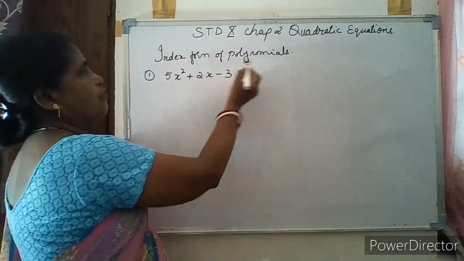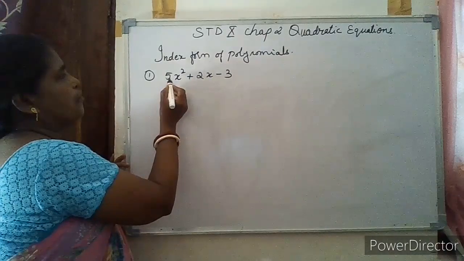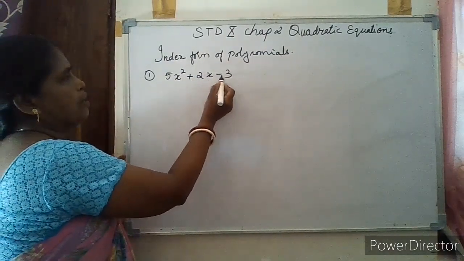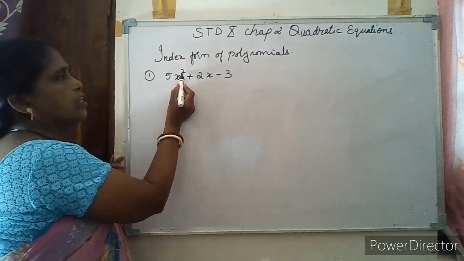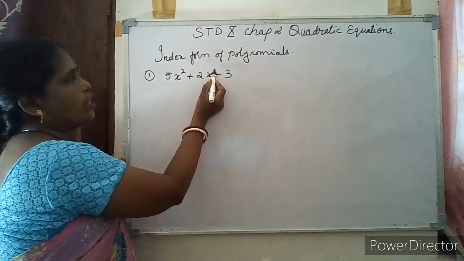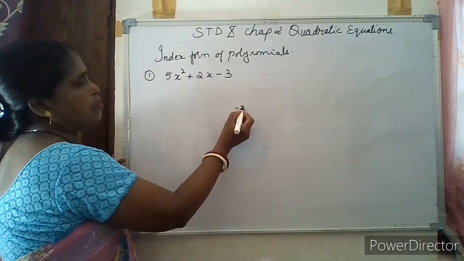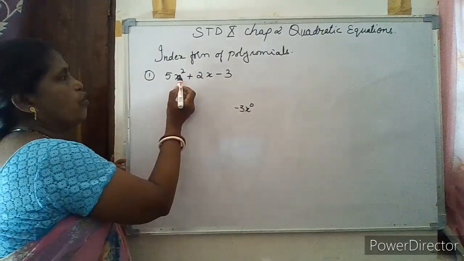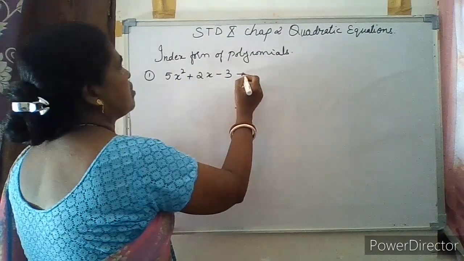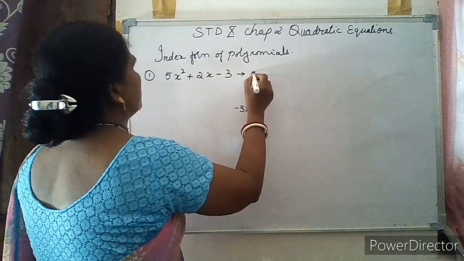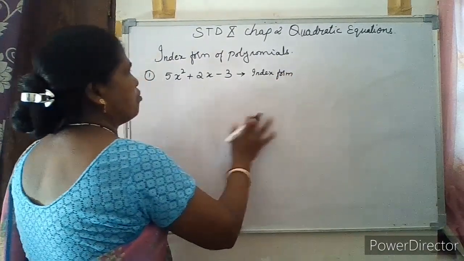Now let us learn index form of the polynomials. See, this is an example of polynomial. I have written 5x squared plus 2x minus 3. Here it is arranged in the descending order. Here the degree is 2. Here the power or index is 1. And here the variable is not there, then also it is minus 3x raised to 0. So when it is in descending order 2, 1 and 0, then this is the index form of the polynomial.